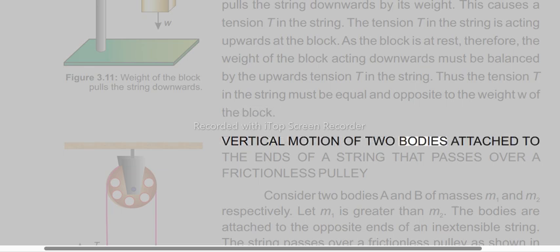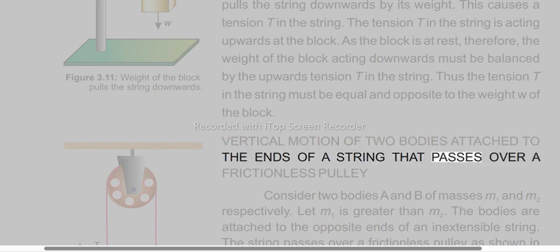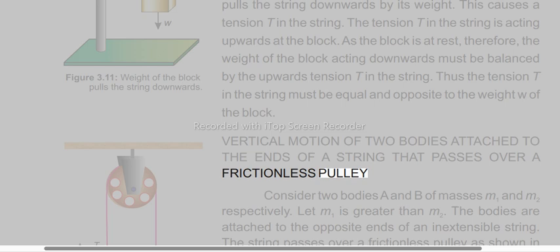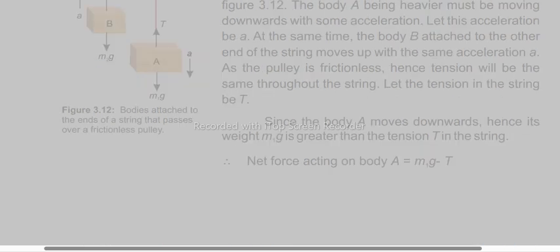Vertical motion of two bodies attached to the ends of a string that passes over a frictionless pulley. Consider two bodies A and B of masses m1 and m2 respectively. Let m1 be greater than m2. The bodies are attached to the opposite ends of an inextensible string. The string passes over a frictionless pulley as shown in Figure 3.12.